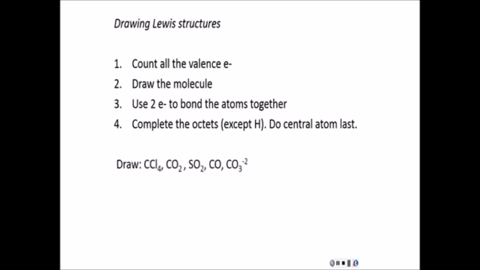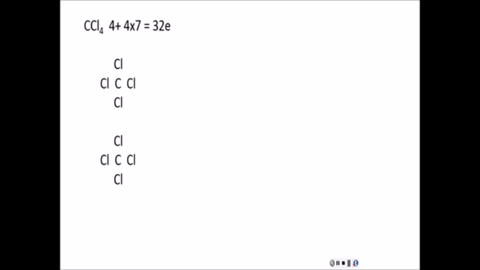Now I'm going to go through drawing out some of these. If you want to try them on your own first, that's fine, but I will do them one at a time. Let's take a look now at the carbon tetrachloride. We have 4 valence electrons from the carbon, and we have 4 chlorines. Each chlorine has 7 valence electrons, for a total of 32 electrons. So I'm going to get my pen here. First thing I'm going to do is bond the atoms together by using a pair of electrons. And then I would complete the octets until I run out of electrons.